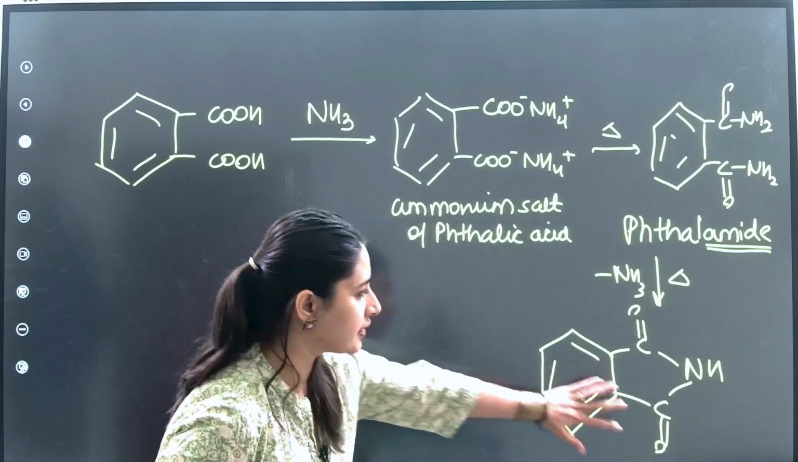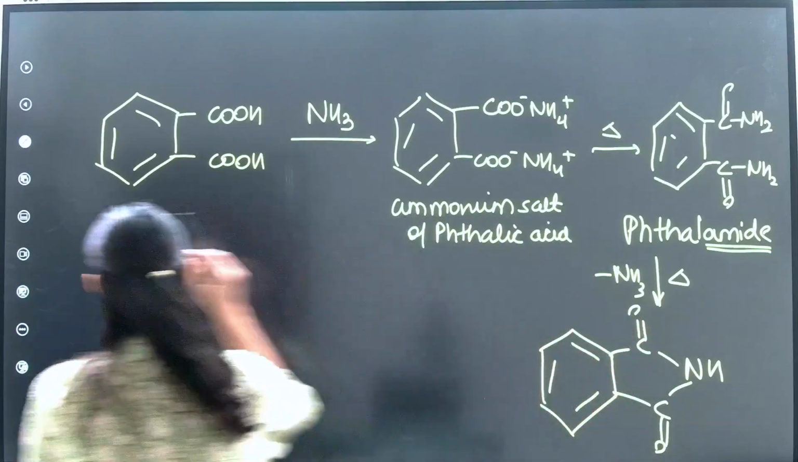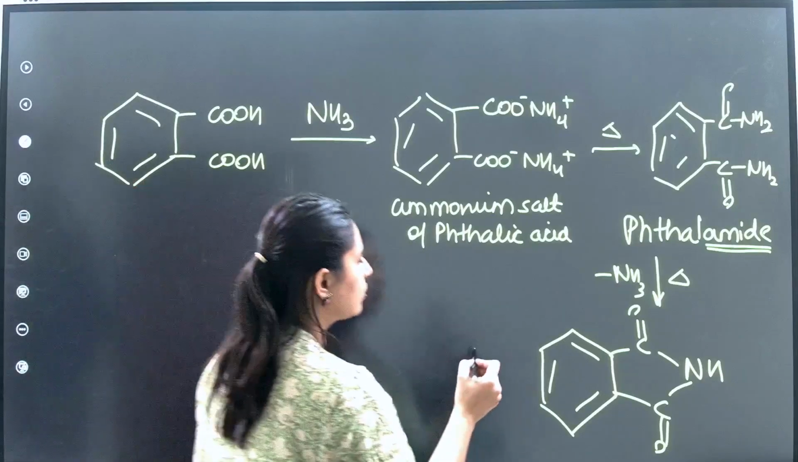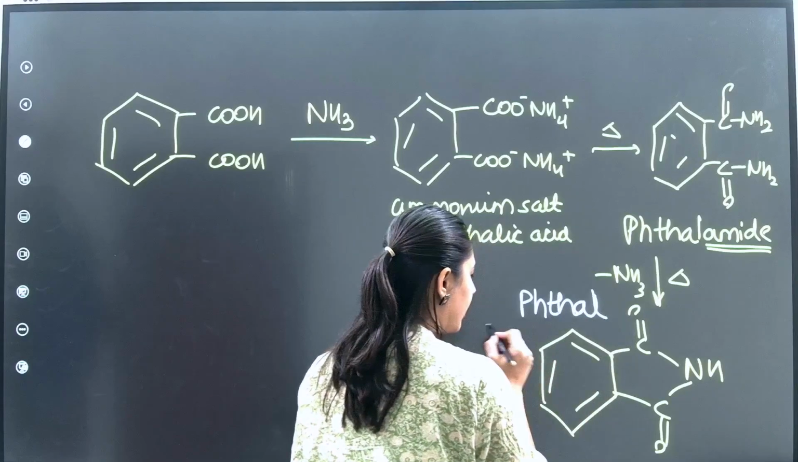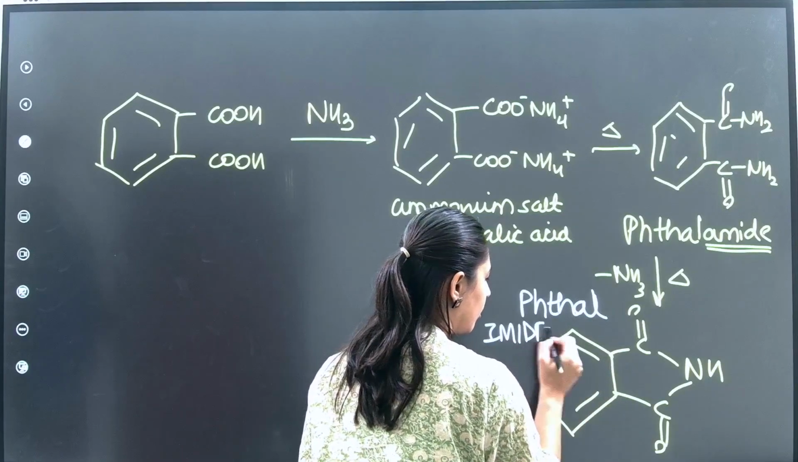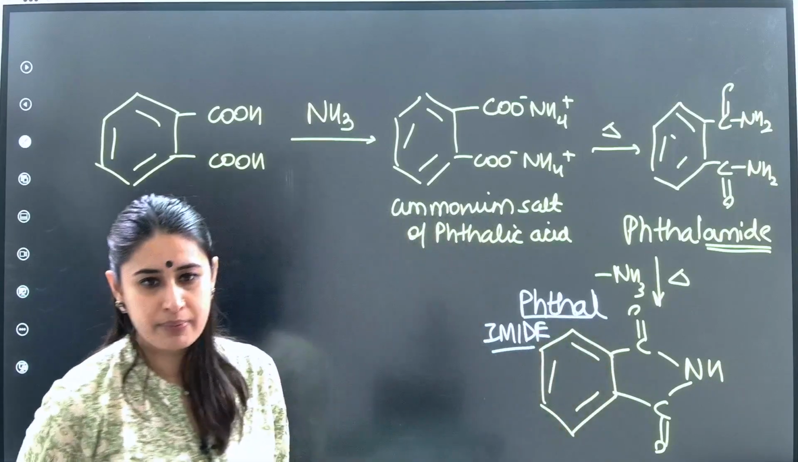This species, it's a cyclic compound. This is our precursor that we are so much interested in. This is phthalimide. This is phthalamide. Okay, I'm breaking it up so that you remember it well.